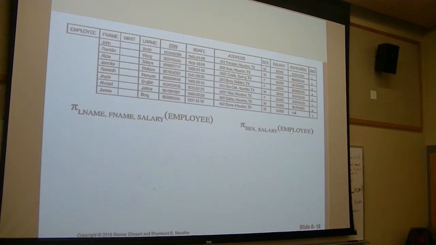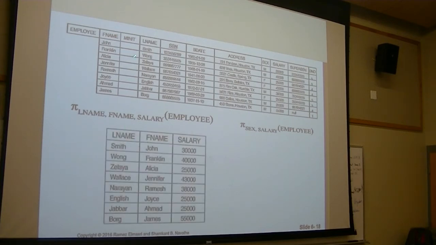What about this one? From the employee, sex and salary will be returned. So this will be returned. How many employees? Eight employees. So all eight employees will be returned. So for example here, Smith, John, and the salary, and Wong, Franklin. It may change the order of data, it's okay, depending on how the data is stored. But the attribute order will not be changed. It's the same order as this one. So eight of them.